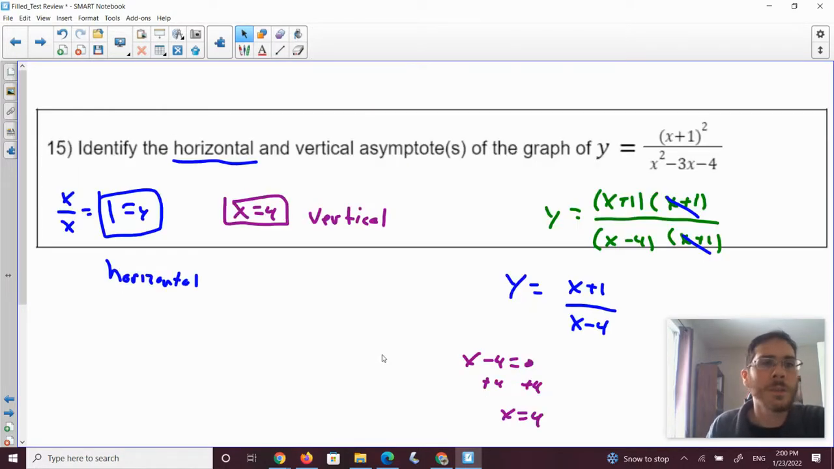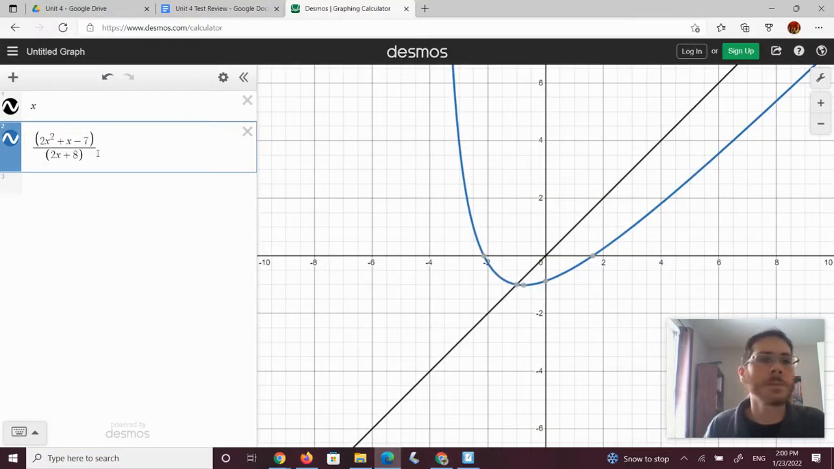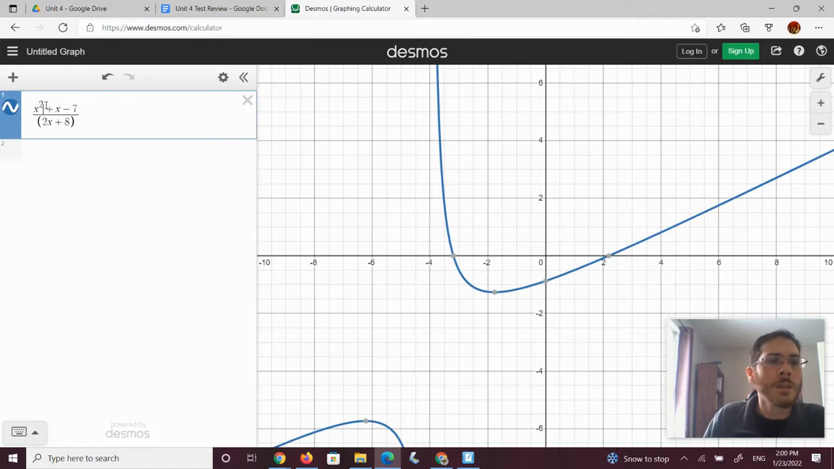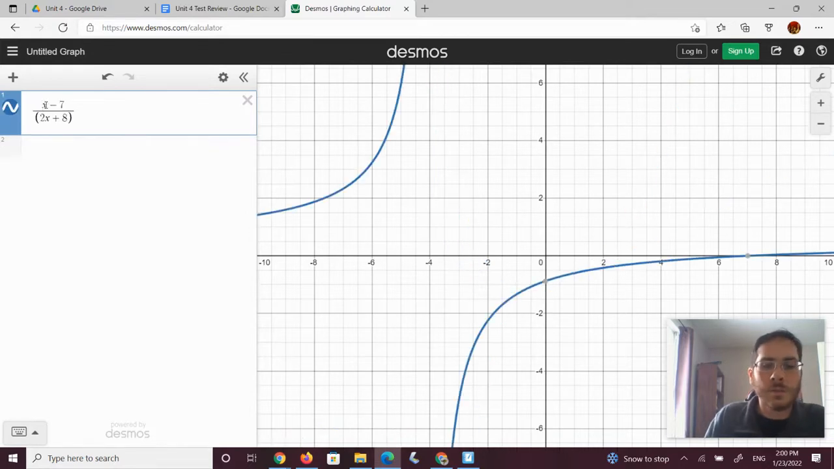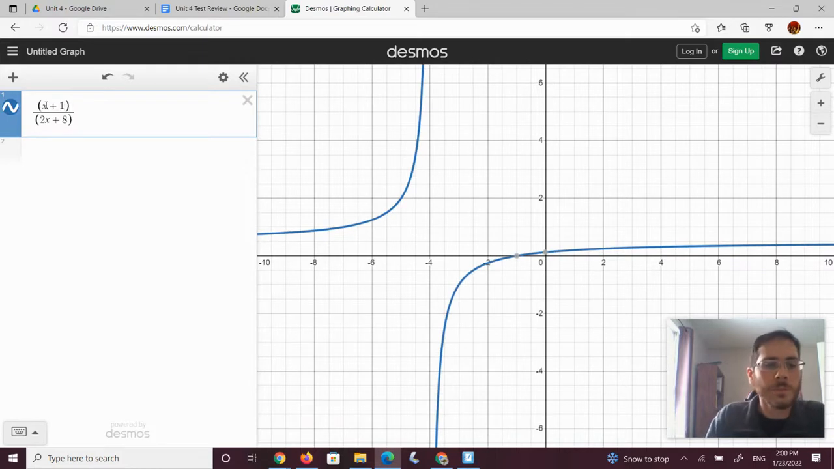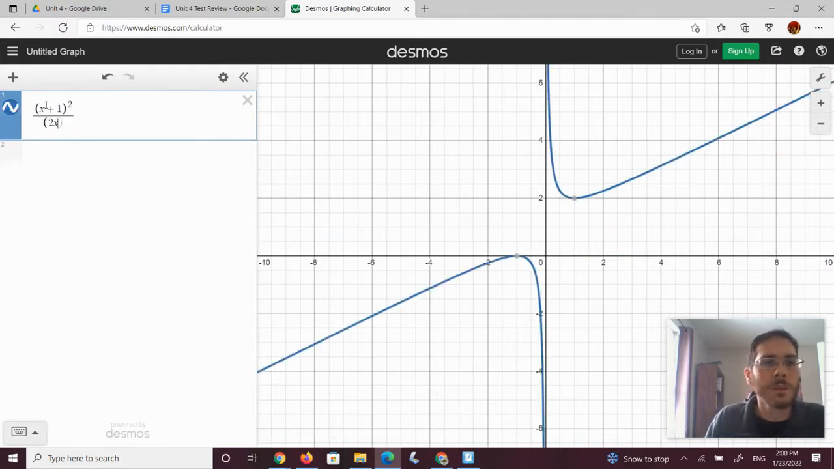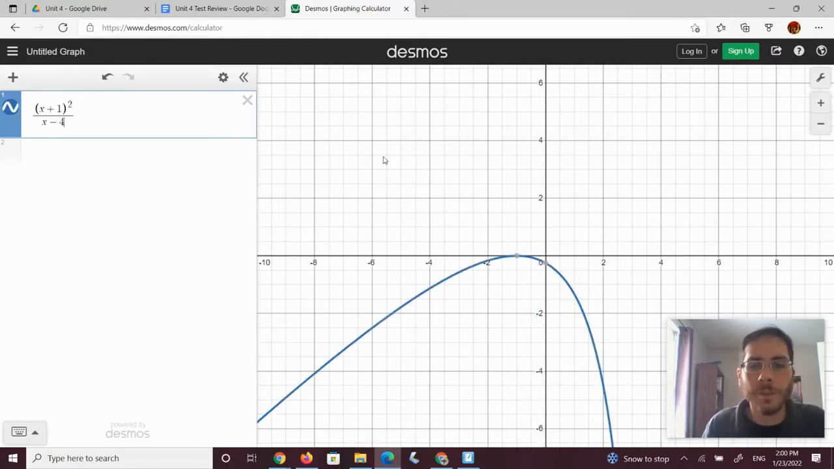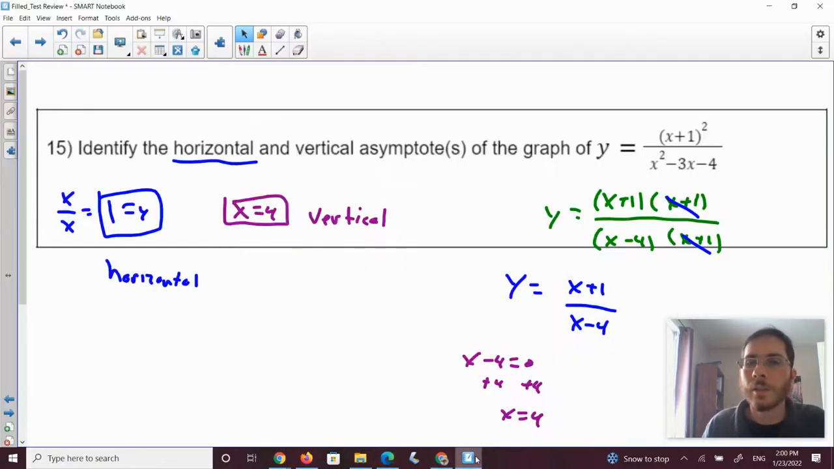All right, 15, identify the horizontal and vertical asymptotes. If we want, we can check. We can type this in, x plus 1 squared. Don't need that one now. X plus 1 squared. Is this like x minus 4 maybe? I kind of forget what was down there. X squared minus 3x minus 4. Okay.